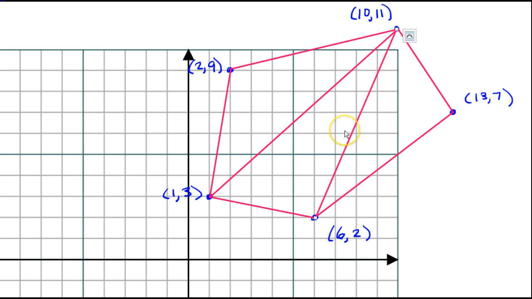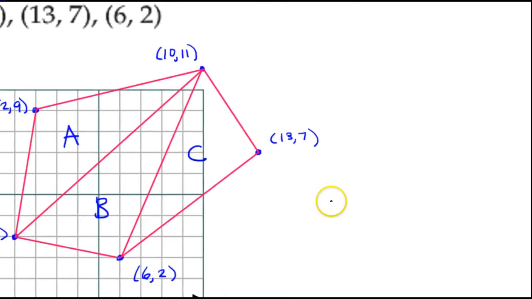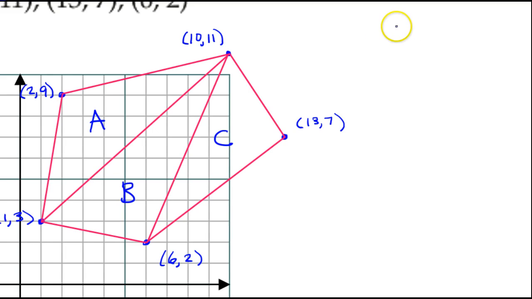So I've separated the polygon into three triangles, and I will refer to these triangles as triangle A, triangle B, and triangle C. So I'm just going to use the technique that I used on the previous problem to find the area of each one of these triangles. Okay, so let's start with triangle A.